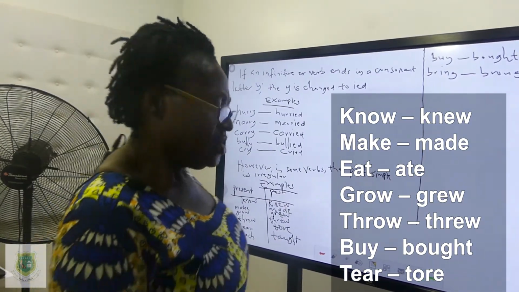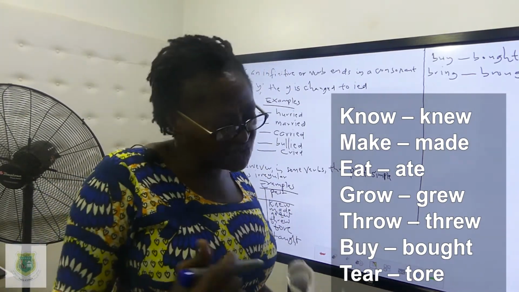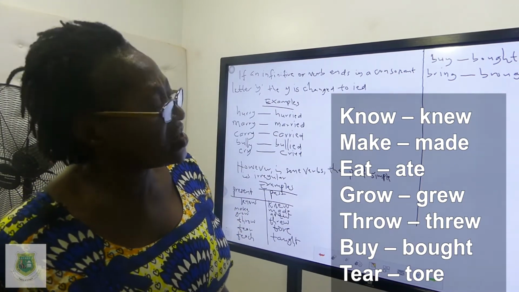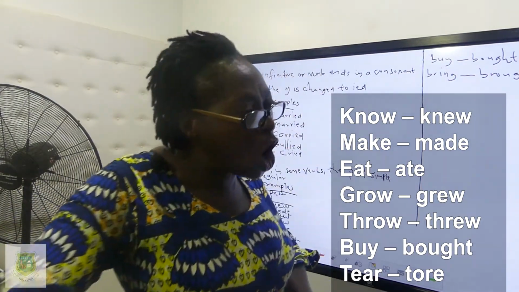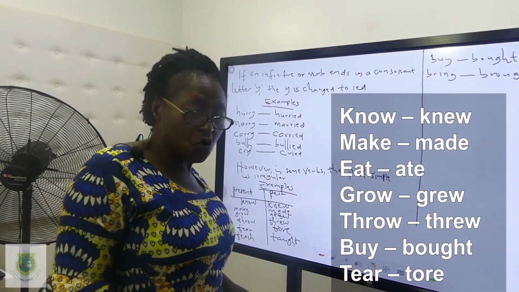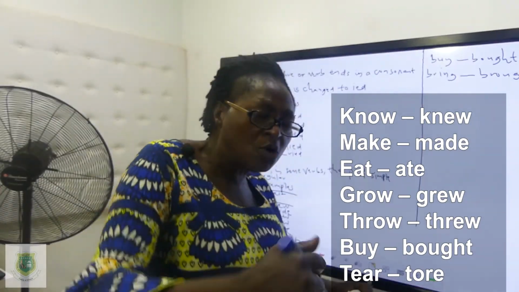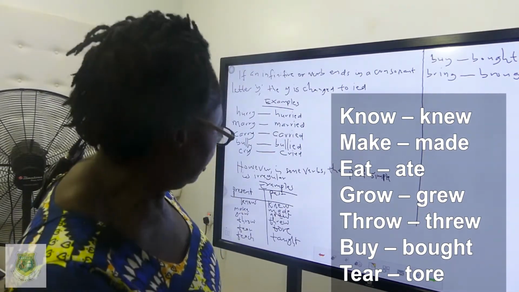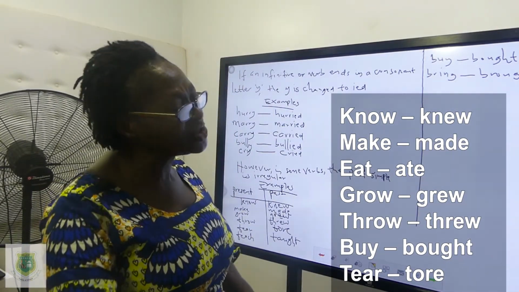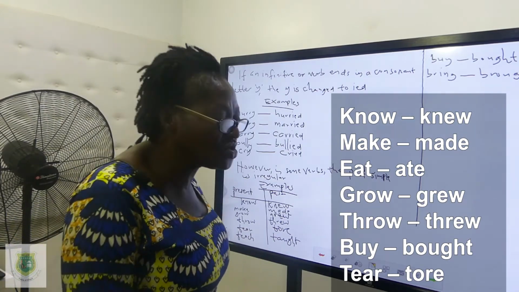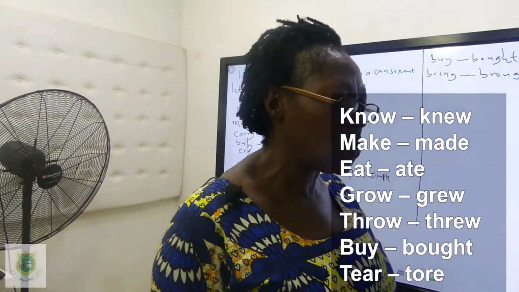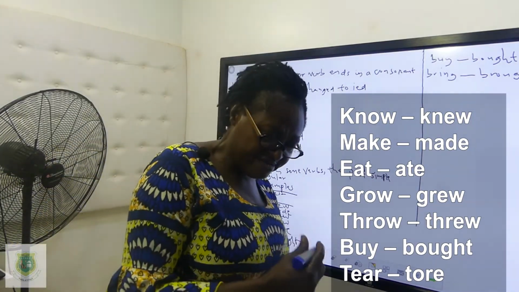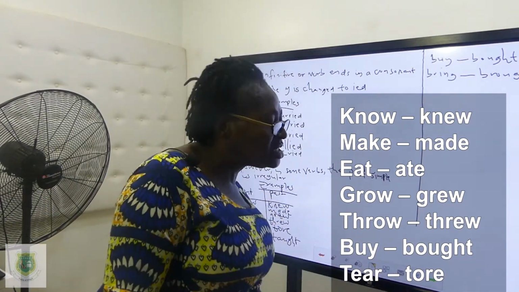Tear. You are fighting with another student and he tears your clothes. When you want to report it to any of the teachers or the principal, you say, he tore my shirt. Uche tore my shirt. Do you understand? Because you're reporting what has already taken place. You don't just go there and say, he tear my shirt. No. At the point of fighting was the tearing taking place, but when you're reporting it, you say, he tore.